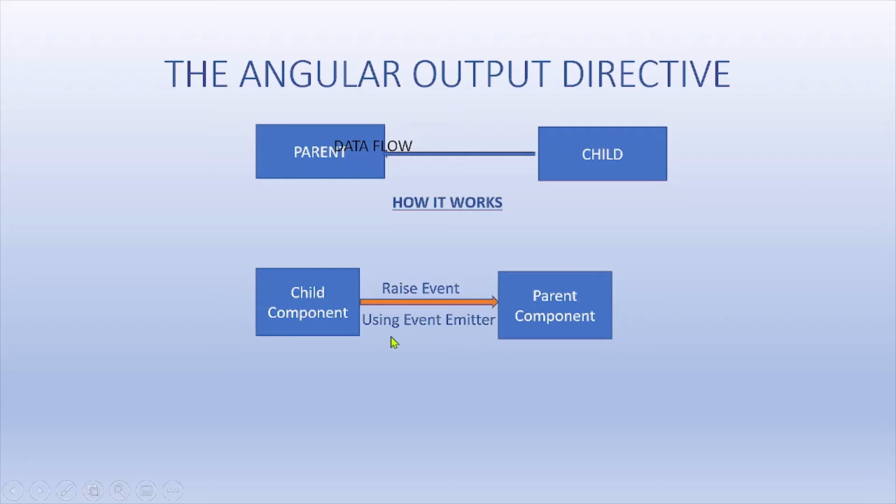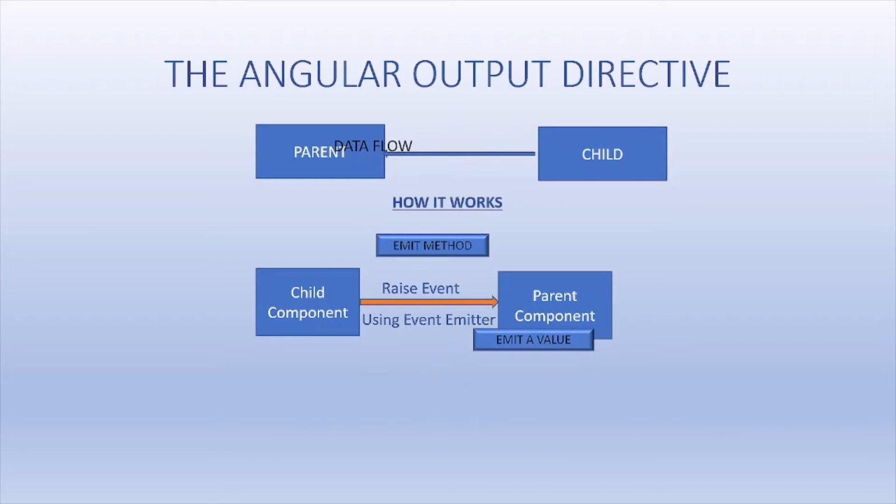In the case of the event raised with the output directive, though, this event is not raised in response to any user action. Rather, the child component would raise the event using a method called the emit method, from the event emitter class, and this method would not only raise the event but also emit a value that could then be sent or communicated from the child component to the parent component.